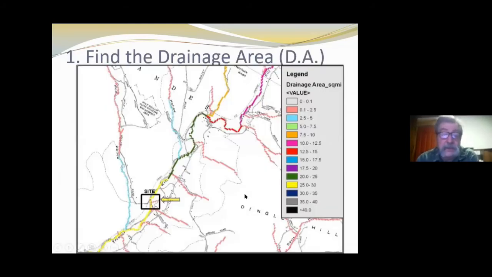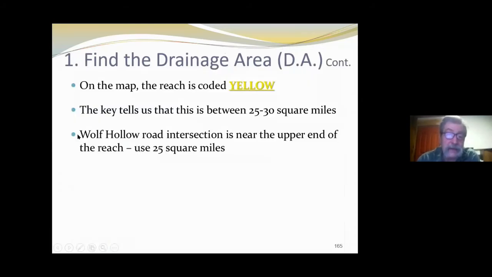So first thing we do is, here are those maps that Jeff had indicated. That map, you can see, is color coded, and the color for that section where our work site is, is yellow. So we take that and we go back and we see that, okay, our drainage area is somewhere between 25 and 30 square miles. Now that's further upstream, so we're probably going to default to that lower value rather than that higher value. So that map indicates that it's in yellow. The key tells us that it's between 25 and 30 square miles, as I just indicated.